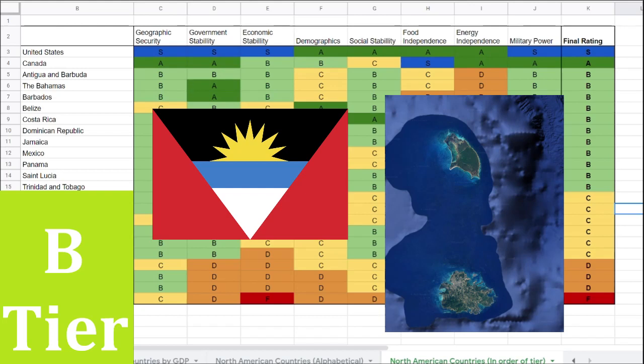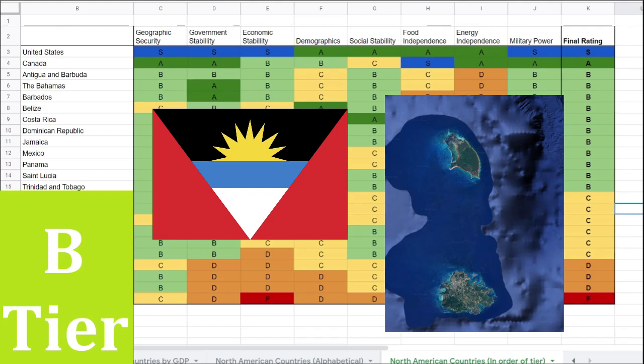example. And also, global warming and rising sea levels, while not a threat in the next 20 years, present a long-term security issue for the geographic security of Caribbean nations. So pretty much every single Caribbean nation, without exception, is B tier. So there you go. There's the explanation. I'm not going to explain it for the rest of them.